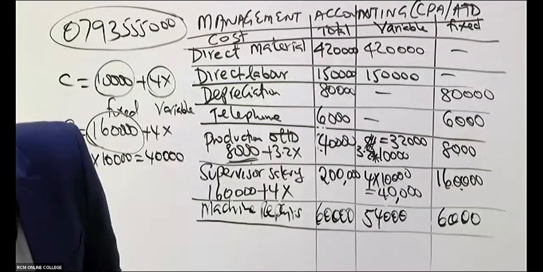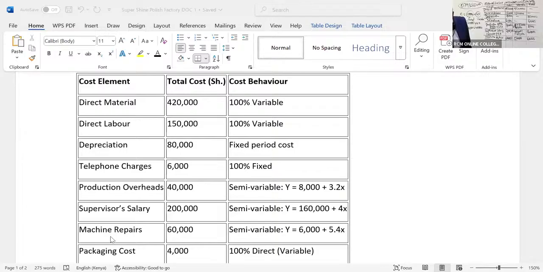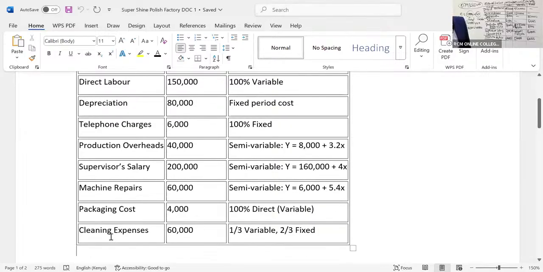That was great of you. Now, from there, ladies and gentlemen, you'll be able to come here and give us the next one, which they are calling packaging. So packaging is 4,000 and all of it is direct. They could either use the word direct or variable. So 4,000 direct.